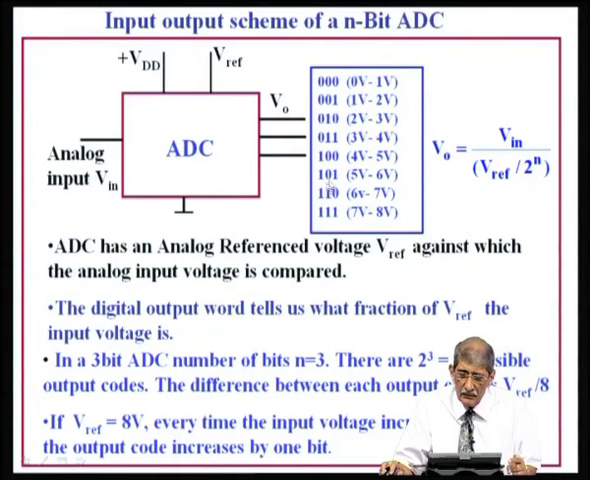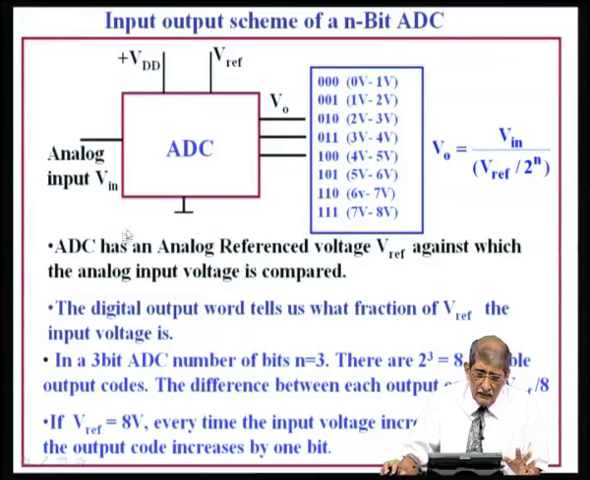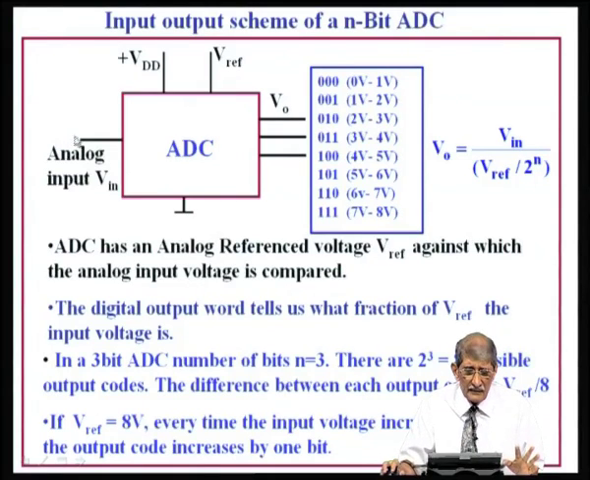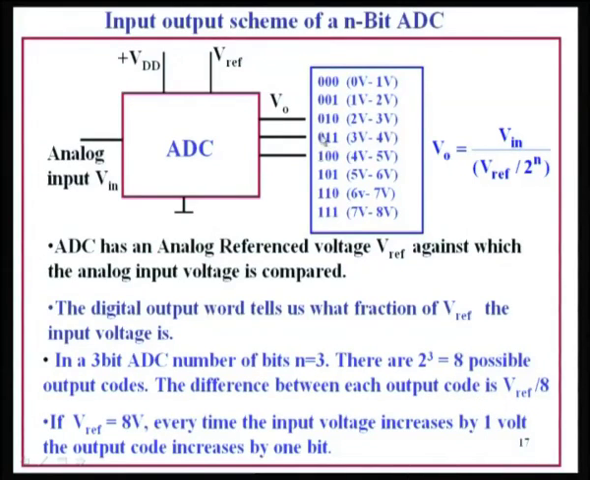then 7. Now, the ADC has an analog reference voltage, V reference, against which the analog input voltage is compared. You compare the input voltage against this reference. The digital output word tells us what fraction of V reference the input voltage is. To understand it, take a 3 bit ADC, where the number of bits n is equal to 3.